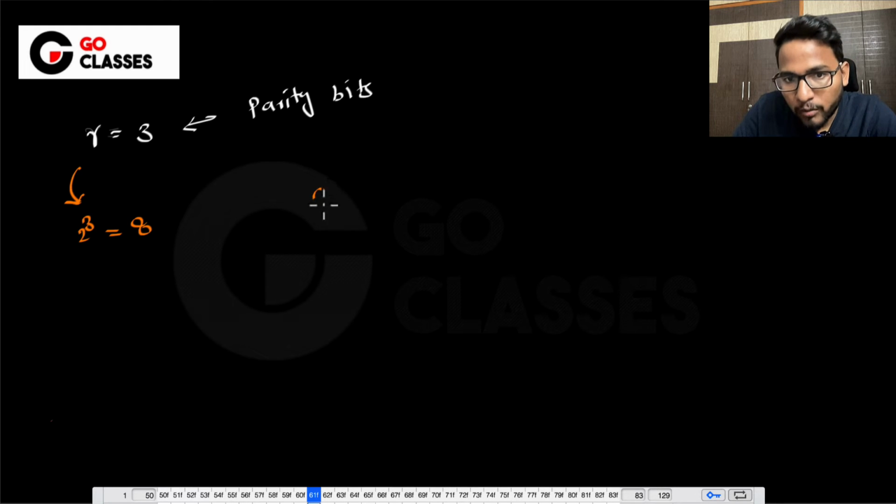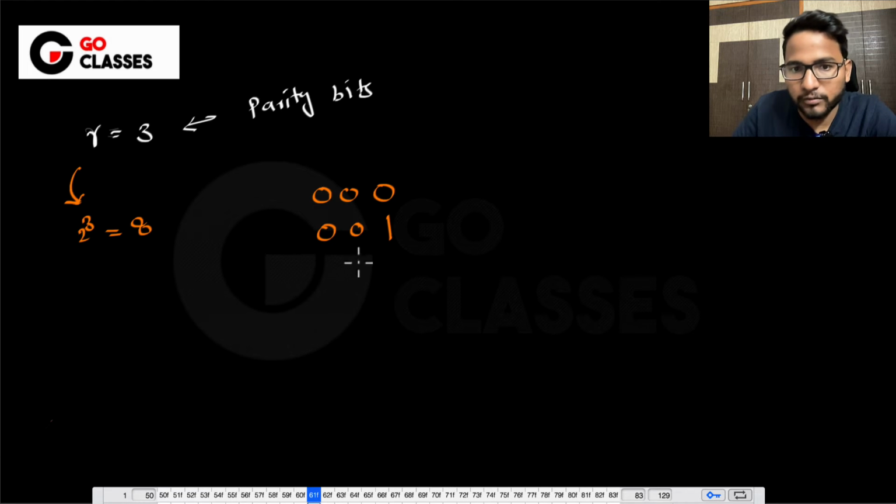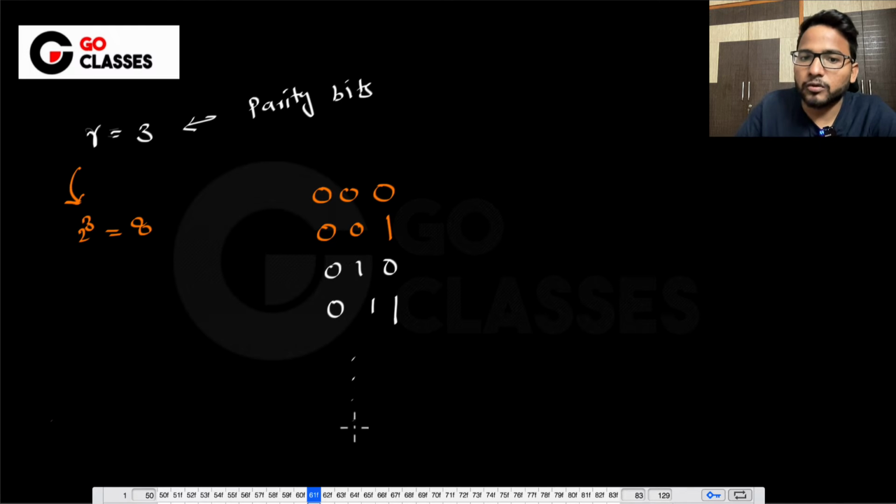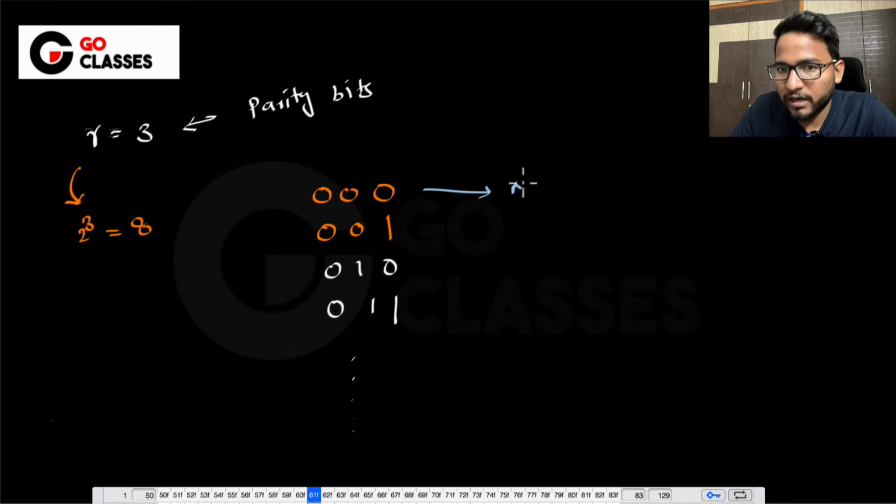Which means one combination will be 0 0 0, another will be 0 0 1, another 0 1 0, another 0 1 1, like that. So these are the 8 combinations we have. Now suppose this combination is saying that there is no error, okay?